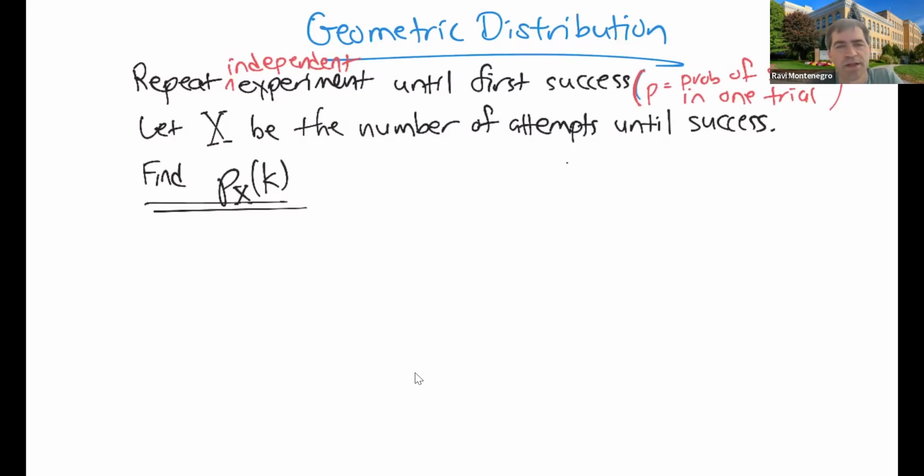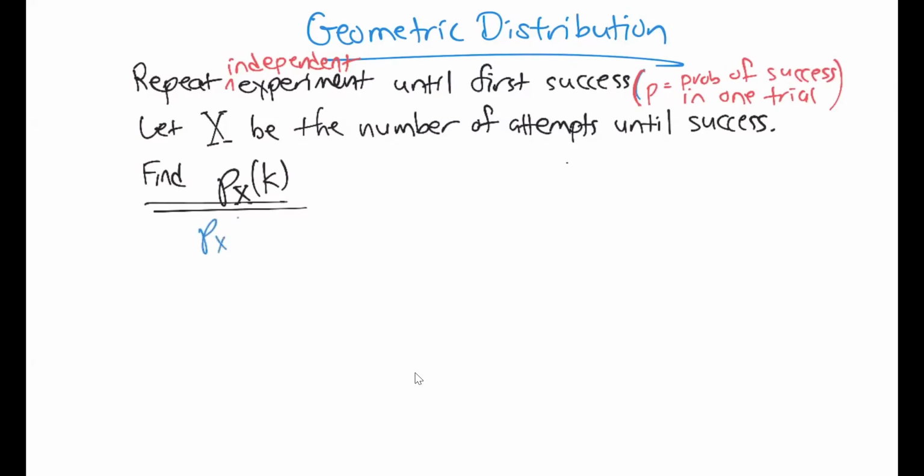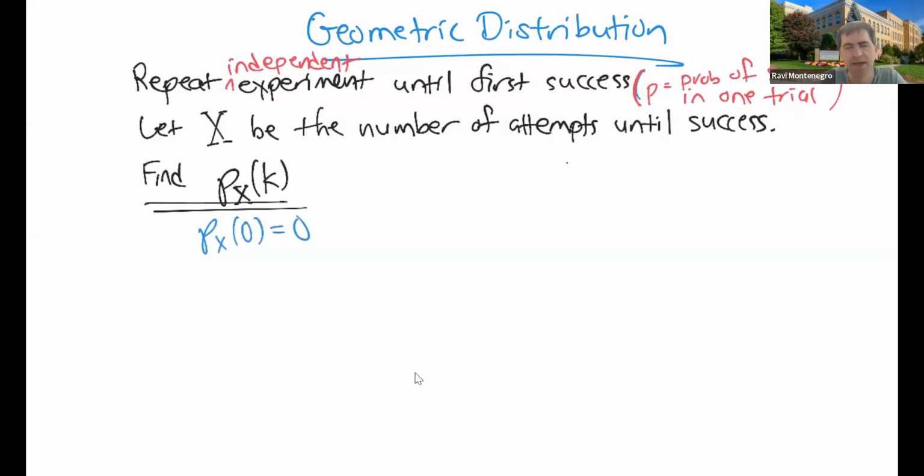Okay, so what's the smallest value we could have? I keep on repeating an experiment until I succeed. 1. Yeah, exactly. So if I tried 0, that can't happen. If I never try something, I can't succeed at it. If I succeed the first time, well, that's P. Right? P was defined as the probability of success in one trial. So it basically goes straight back there.